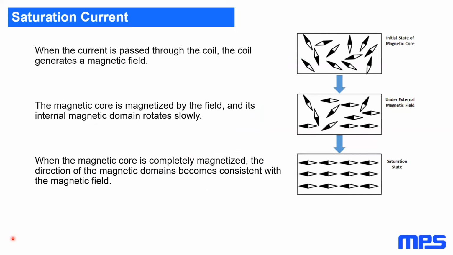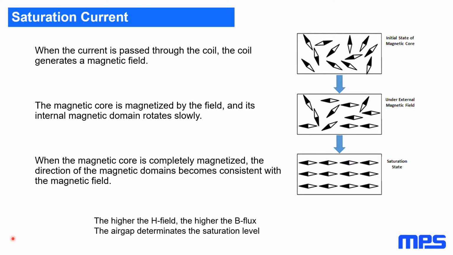The second important current-related parameter is the saturation current. In the picture on the top right side, you can see the initial state of a ferromagnetic core, where all the magnetic domains are oriented randomly. When current passes through the coil, it generates a magnetic field and the magnetic domains start to align according to it. On the right bottom side, you can see the full saturation state when the magnetic core is completely magnetized. So all the domains are aligned and become consistent with the magnetic field. This means the higher the magnetic field H, the higher also the magnetic flux density B. And the saturation level is determined by the air gap.